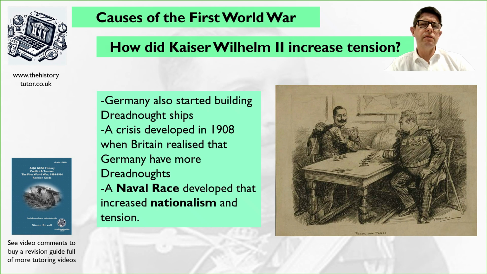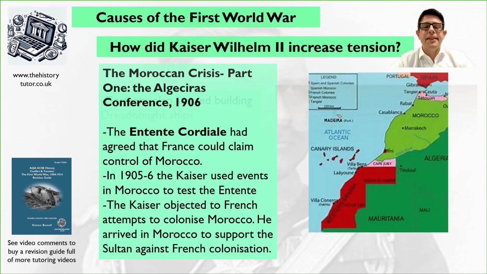And then by 1908, Britain realised that Germany had more Dreadnought ships than Britain. She was now under threat. She did not have twice the size navy in terms of power of Dreadnoughts that Germany had. So a crisis took place in Britain and they had to start building battleships. This led to a naval race. It led to huge amounts of nationalism in Britain against Germany and tension between Britain and Germany over their navy. So Britain, maybe, is happier to have an alliance with France and Russia, maybe even consider war because of the threat Germany poses. So the second way the Kaiser started to increase tension was through the Moroccan crisis.